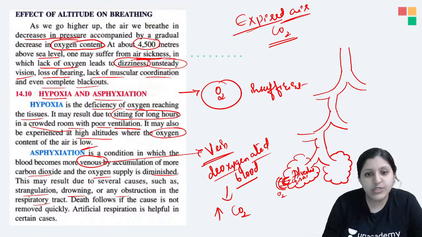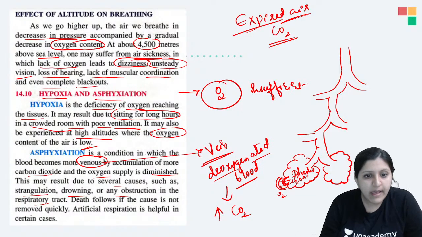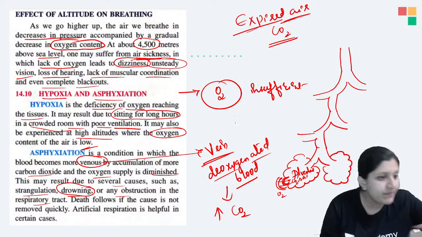So this is due to several causes. Strangulation is where there is no proper supply occurring. Then there can be drowning, so we can see that in case of drowning also there is no proper supply of oxygen happening.